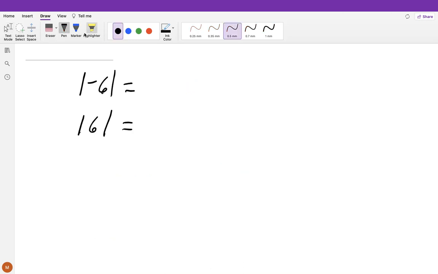All right, so real quick, if I give you this problem, what is the absolute value of negative 6? You should right away know, okay, well, negative 6 is 6 units away from 0. We don't have to count. And since it's absolute value, we know it's going to give us a positive answer.